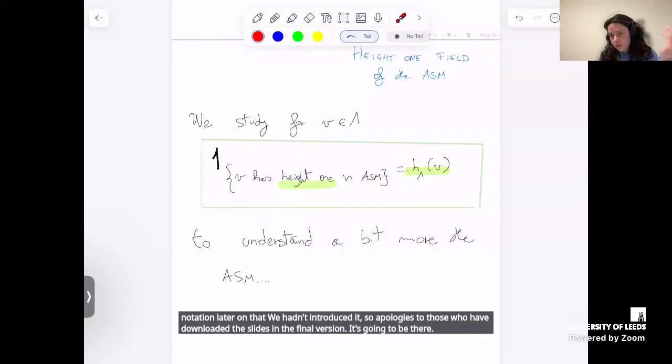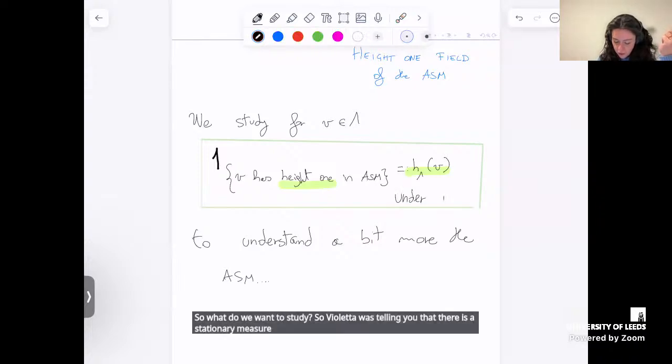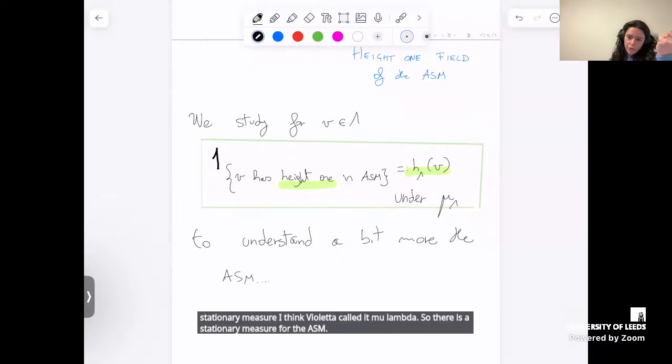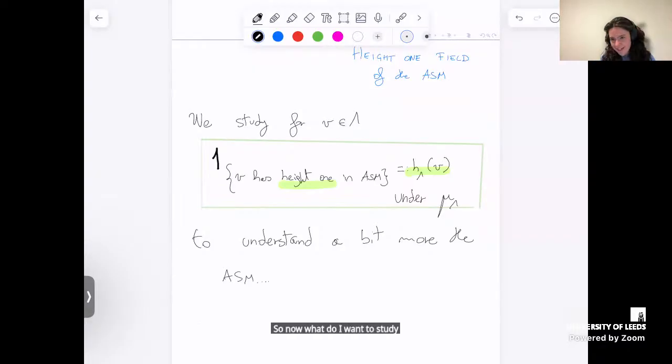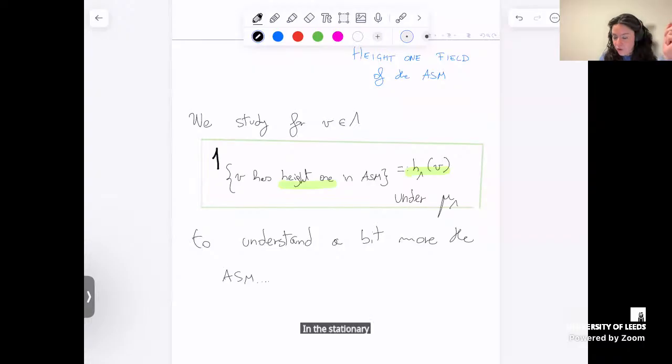So what do we want to study? Wioletta was telling you that there is a stationary measure. I think Wioletta called it mu, lambda. So there is a stationary measure for the ASM. Now what do I want to study? Well, I don't want to study the entire sand pile. I just want to study where there is one grain of sand in the abelian sand pile in the stationary configurations, okay?